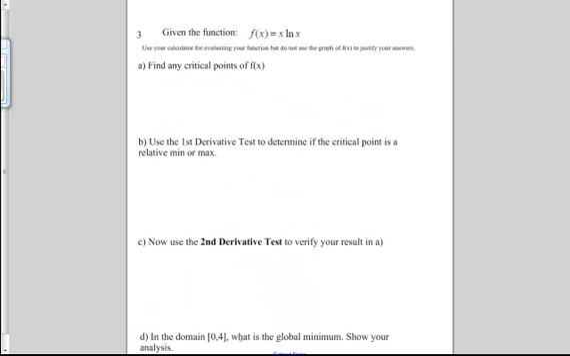All right, another function. Says, given this function x ln x, find the critical points. So we need to find the derivative. We need to use the product rule here. So it's the derivative of the first times the second plus first times the derivative of the second. And this simplifies to ln x plus 1.